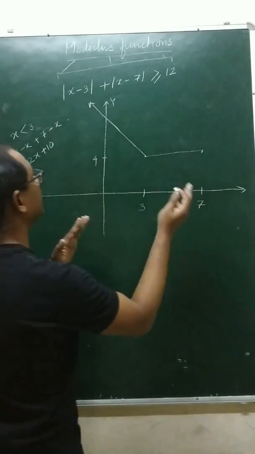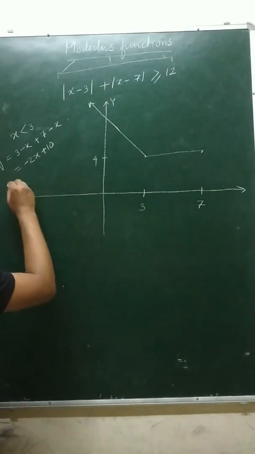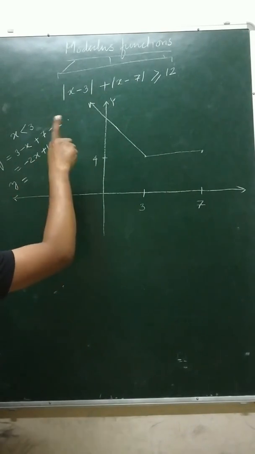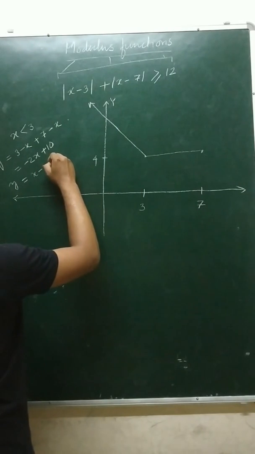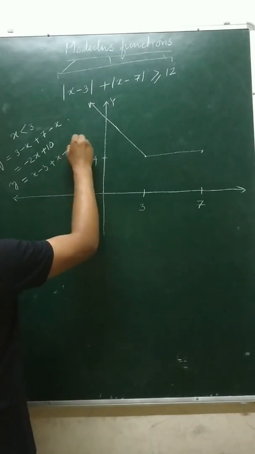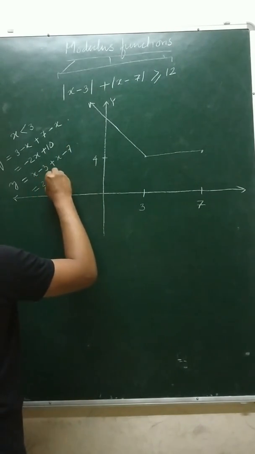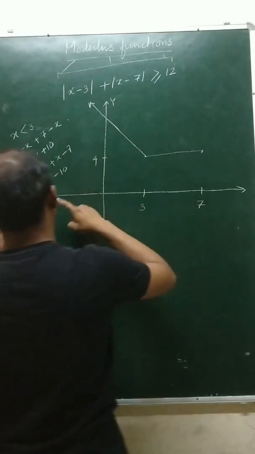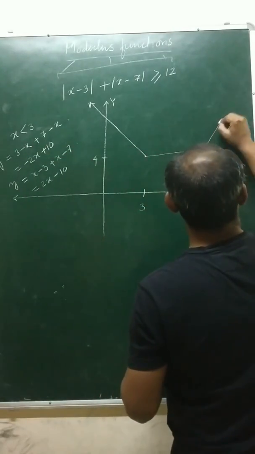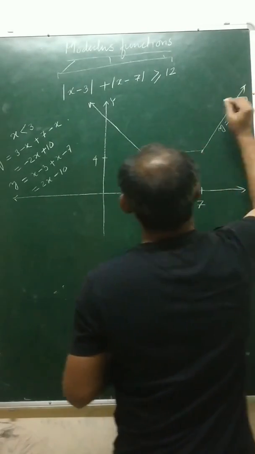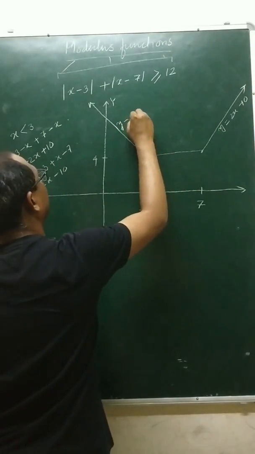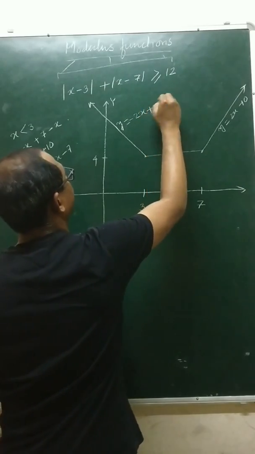For x greater than 7, again the left hand side, y will be equal to, this one will open with a positive sign. That one also is going to open with a positive sign. We're going to get 2x minus 10. And slope is positive, so it is going to give something like this. So this one is y equal to 2x minus 10, and the other is y equal to minus 2x plus 10.